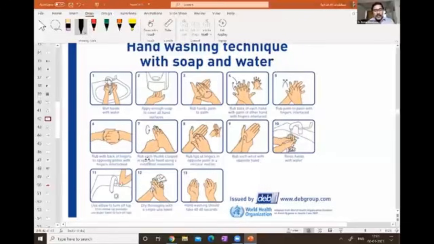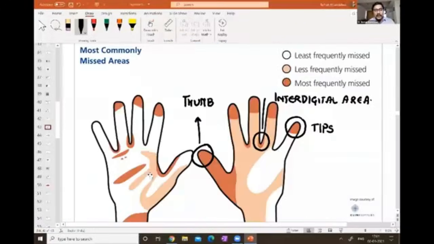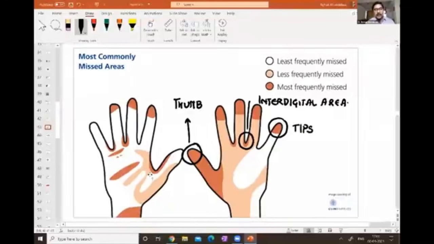These are the 3 sites where even if you wash your hands, contamination can be missed behind. Even if you wash your hands properly, contamination can be missed. That is the thumb, interdigital area, and the tips. Thumb, interdigital area, and the tips. These are the places where contamination can still be missed.